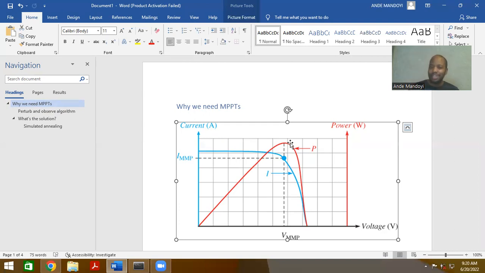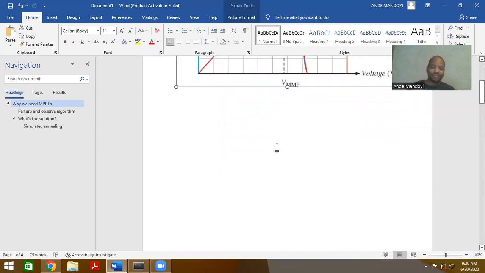We don't need any other methods, right? I mean, you've got other methods like incremental conductance and all of that. I'm not going to discuss those. So according to this, we don't need any other methods. Why would we even bother? Let's look at a scenario where you've got partially shaded panels.